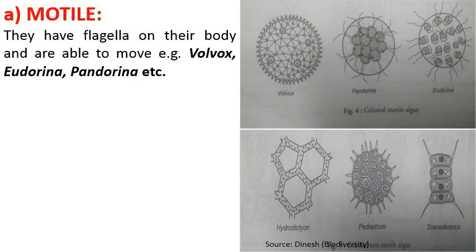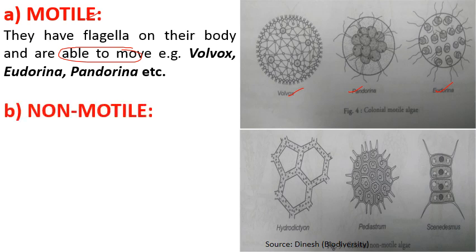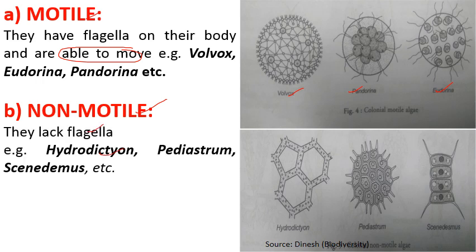Firstly, we have motile coenobium. So they have flagella on their body and they are able to move. इनके पास flagella होते हैं और move कर सकते हैं. We have examples, that is Volvox, then Pandorina and Eudorina. इसमें definite arrangement होती है cells की, shape भी definite होती है और number भी definite होता है. Next comes, we have non-motile coenobial forms. It means they lack these motile structures. They lack flagella. It includes Hydrodictyon, Pediastrum. Then we have Scenedesmus. So these are examples of non-motile coenobium.